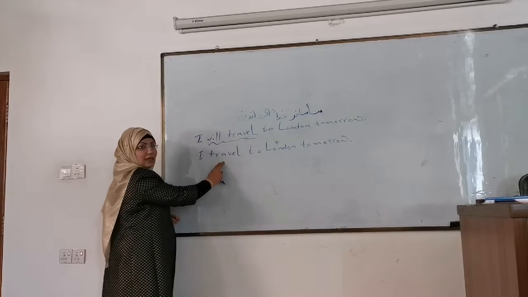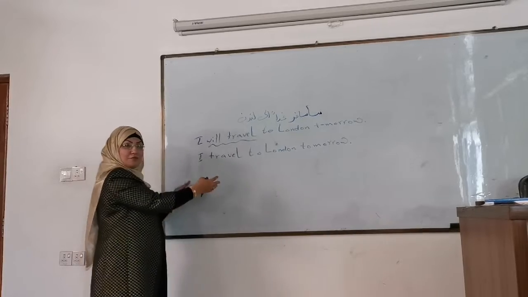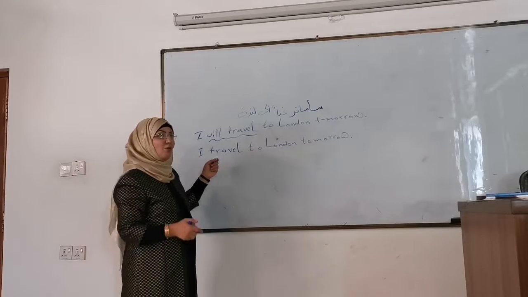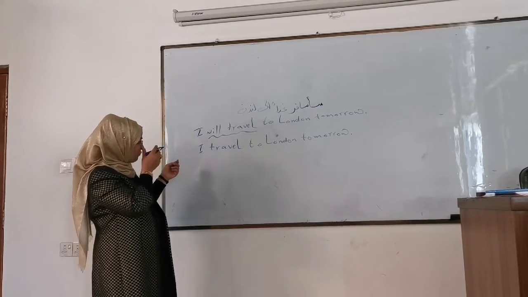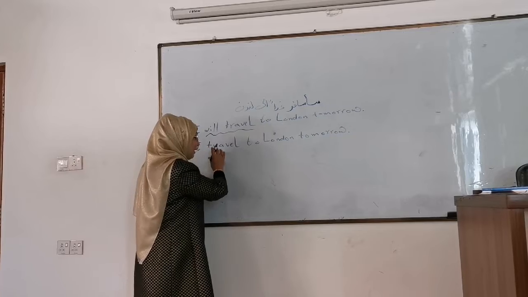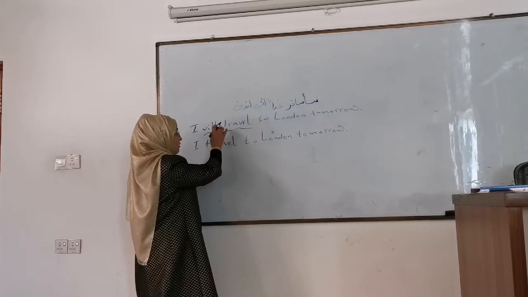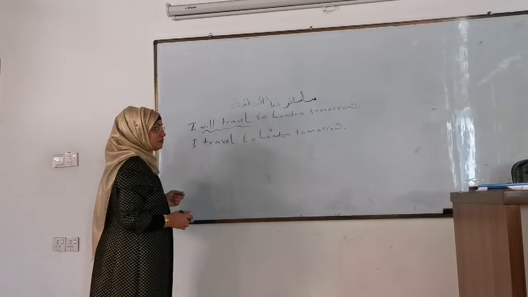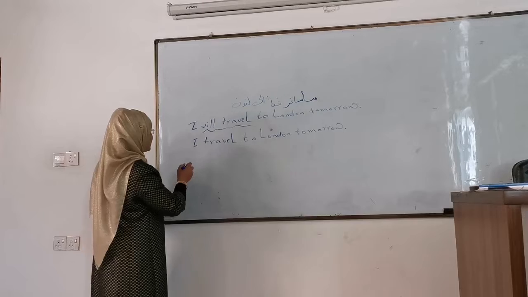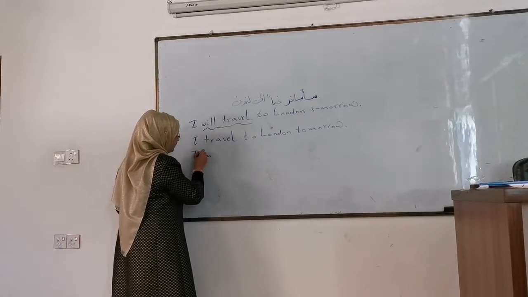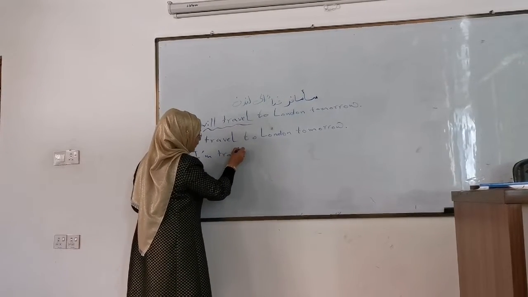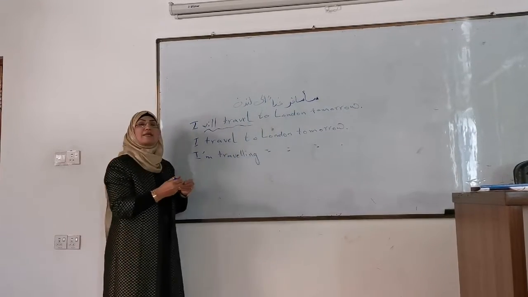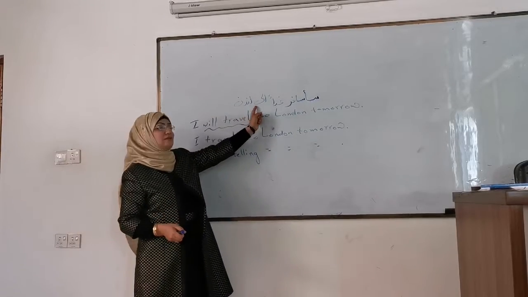Here I use what? I use the present simple, and it also indicates what? It indicates the future time. Not the first one, the future with will, but here I travel. I use present simple. Or I can say I'm traveling to London tomorrow. And it is also an acceptable translation of the same sentence.